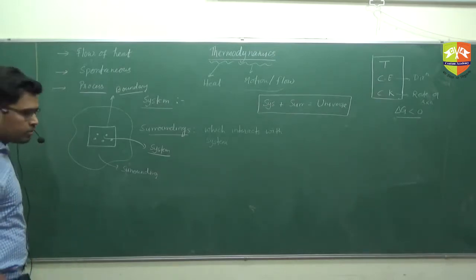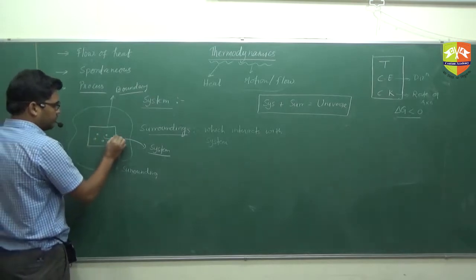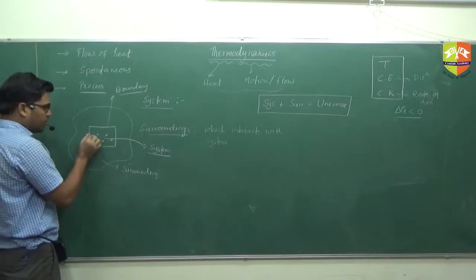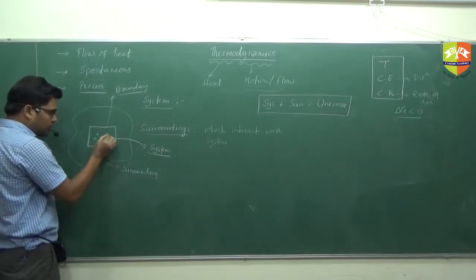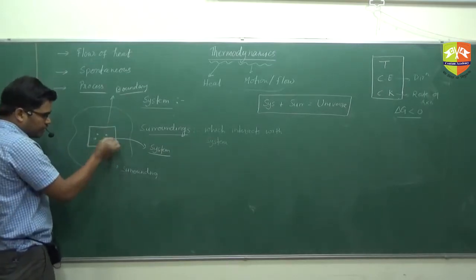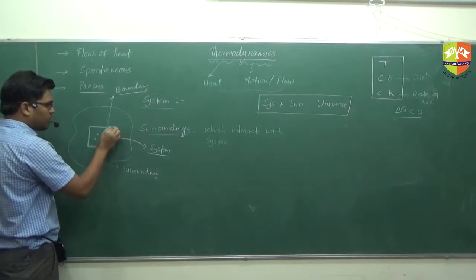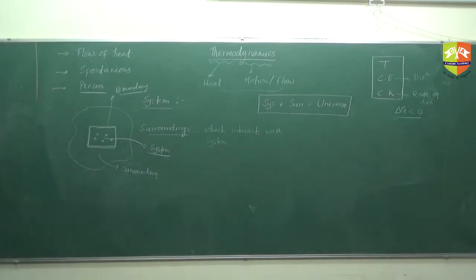When the system is closed, then only energy can exchange. Because the system is closed, all these gaseous particles cannot come out. But it can radiate the energy, the heat energy. If it is isolated, it means no transfer of energy is also possible. If it is closed, then matter obviously cannot transfer.